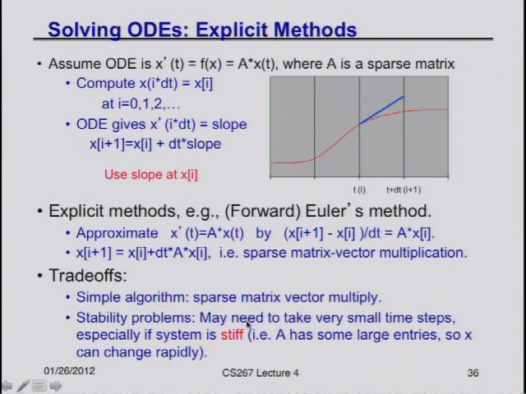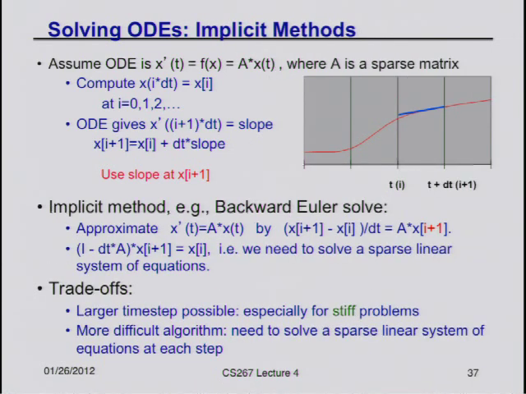Now, the trouble with this method is that if your problem is changing very, very rapidly, because things are moving very quickly, then you may have to take incredibly tiny time steps to get the right answer. And so sometimes people say, I'm not willing to do that. I want to take larger time steps. And in that case, you need a different algorithm. And that's what are called implicit methods.